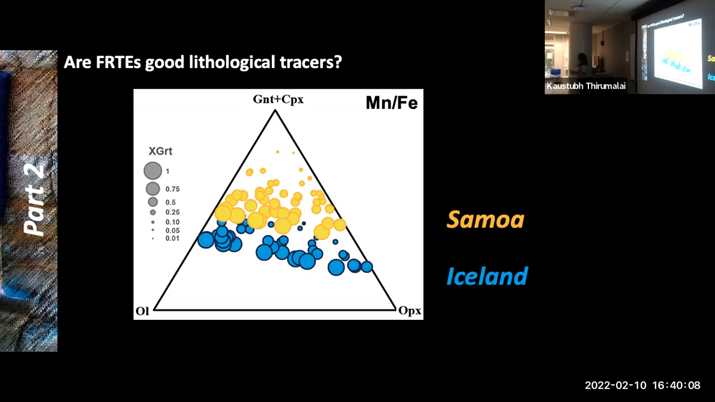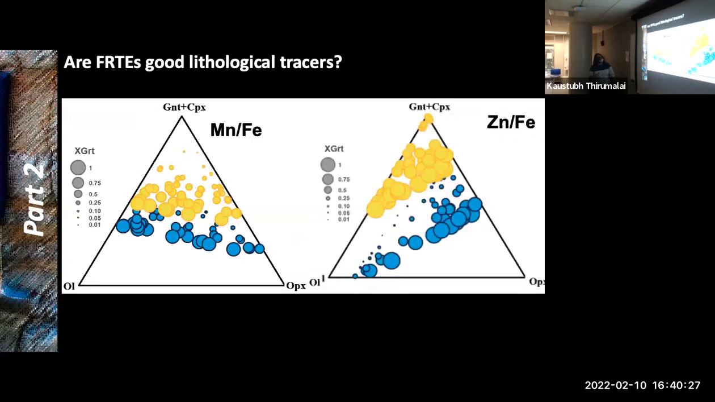But the most important take-home message of this plot is there is a huge overlap, and a large range of mineralogies that can actually explain this ratio. So I don't consider that as a success when I see this huge range of mineralogy that can explain one particular ratio. We can do the same exercise with zinc, and we have the same kind of things.